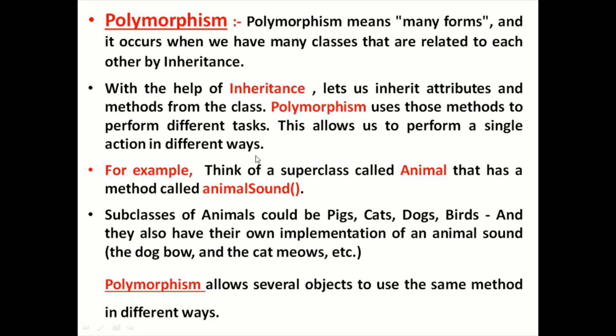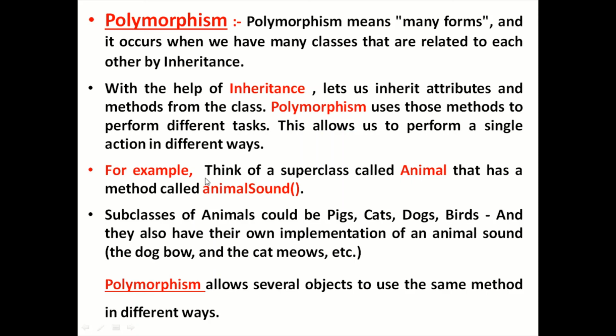So the pig object wants to write one function to show its sound, and the cat also wants to write one function to show its sound. But all these subclasses have inherited from the superclass animal, right? In that animal superclass, we have one method called animal sound, which we have already written in the superclass of animal, right?